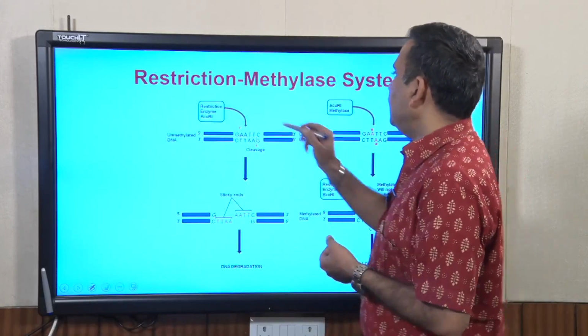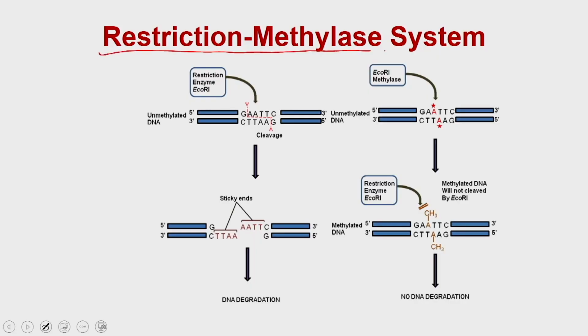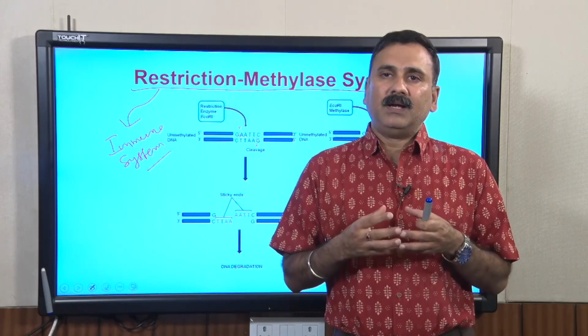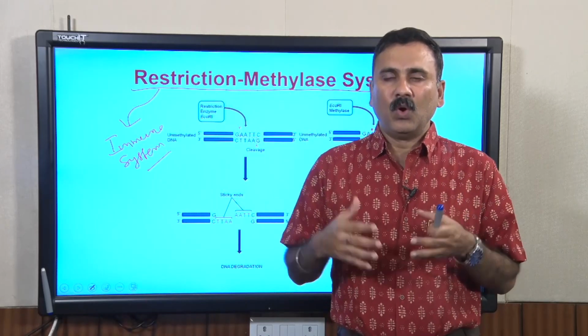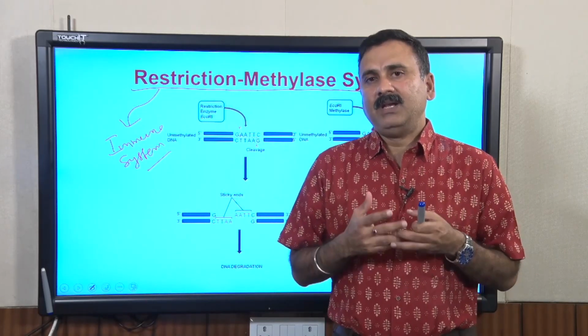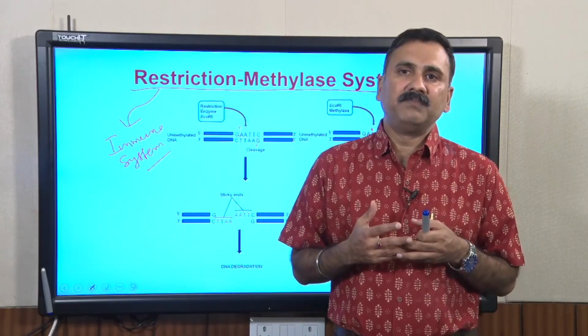The restriction enzyme is a part of a big system called the restriction methylase system, and the restriction methylase system is like an immune system of bacteria or lower organisms. As you know, what is the function of the immune system in higher organisms? The purpose of the immune system of higher organisms is to not allow external organisms to grow or proliferate. That is done simply by having different types of barriers.